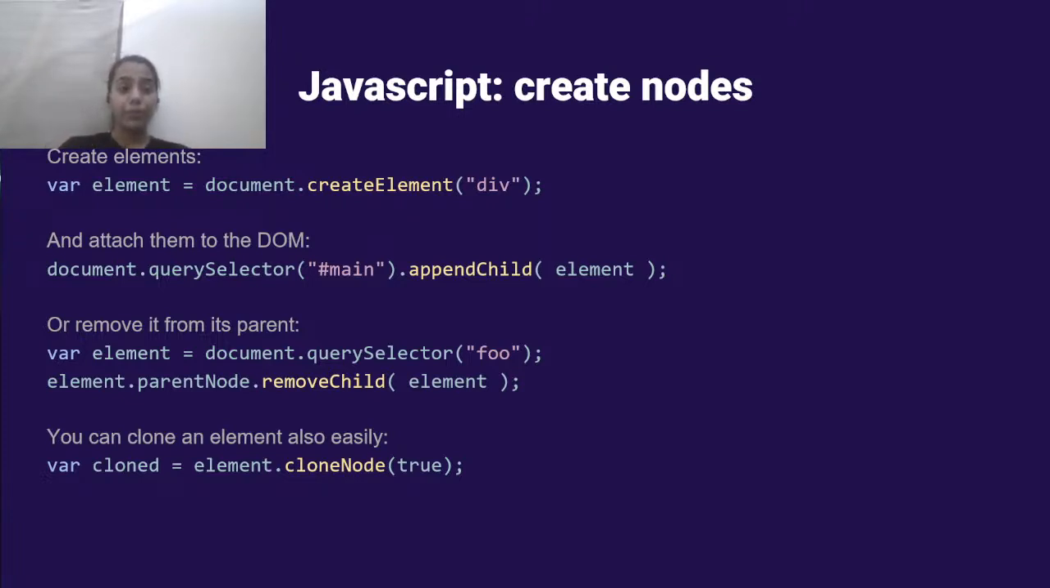Next, we can remove it from its parent. To remove it from your parent, we'll again select the element, and then we'll use the code element.parentNode.removeChild, and we'll remove the element. You can also clone an element easily, which is just using a variable and using the syntax cloneNode. Other than that, you can replace a child, insert before, and create document fragments.